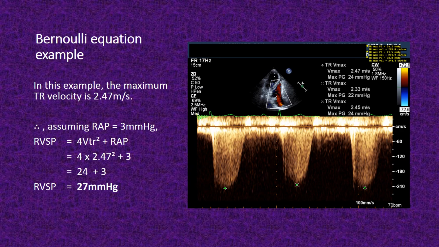In this example, the maximum TR velocity is 2.47 metres per second, and if we assume that the RAP is 3 millimetres of mercury, we can now come to the conclusion that the estimated RVSP is 27 millimetres of mercury.